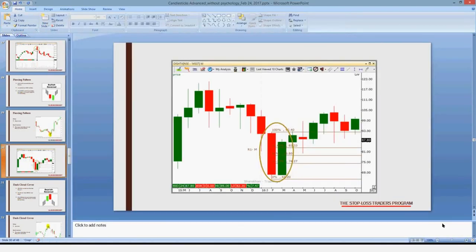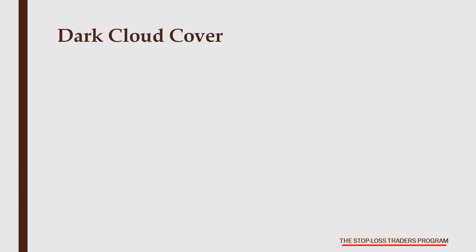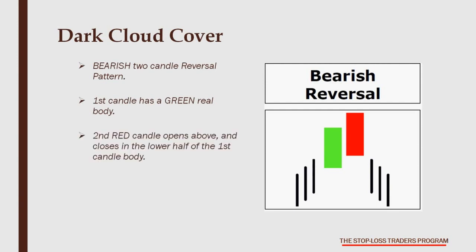So this covers the piercing pattern. Next is the dark cloud cover, just opposite of the piercing pattern. So it is a 2 candle reversal bearish pattern. First candle is a green candle, green candle real body. Second candle is going to open above the green candle and close in the lower half of the first candle's body. As such, this is the ideal case or the conventional way of looking at it. But how I mark it is I take the high and low to be safe.